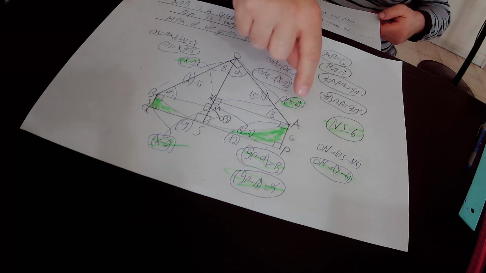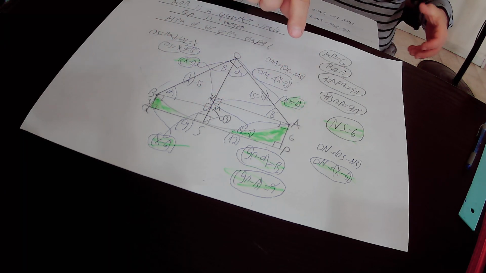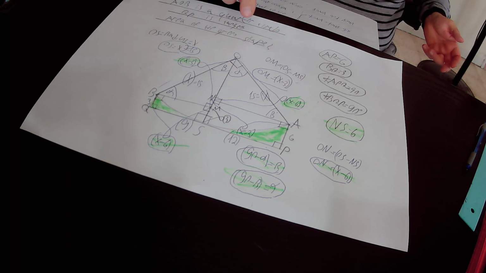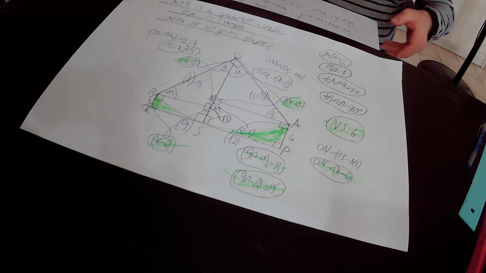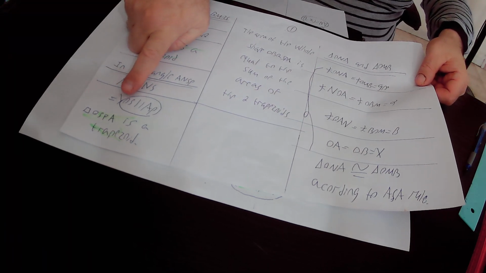So in quadrilateral AOSP, we know that side OS is parallel to side AP. Therefore, this quadrilateral AOSP is a trapezoid. Why? Because it has one pair of parallel sides. Repeat again, quadrilateral OSPA is a trapezoid.